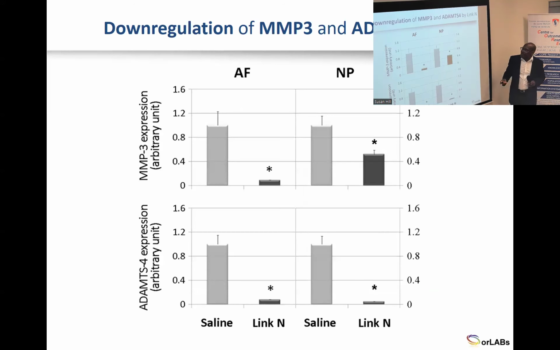And then we looked at the proteases, because as I said at the beginning, during turnover there is proteolytic cleavage as well. But during this degeneration, there's an increase in these matrix MMP proteases, so you want to bring them down. You can see how MMP and ADAMTS4, which are the usual enzymes that go up, both come down with Lincoln in the annulus fibrosus as well as in the nucleus pulposus.